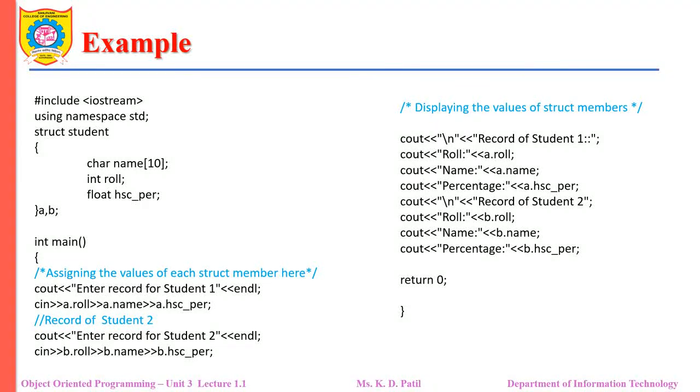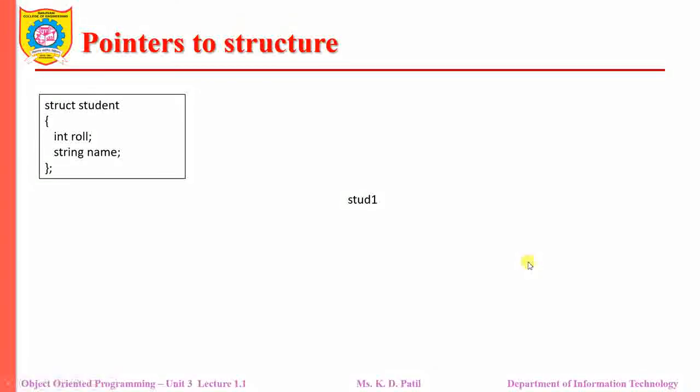In the same way, I will accept the data for the second student, and if I want to display the data, I can use the cout statement. You can observe the cout statement here, record of student 1, and to display that record which consists of roll number, name and HSC percentage, I can simply write cout roll number as A dot roll, A dot name and A dot percentage. In the same way for record 2, and the records of student 1 and student 2 will be displayed. Okay, now let us see how to assign pointers to the structure.